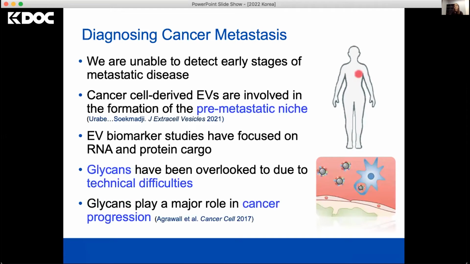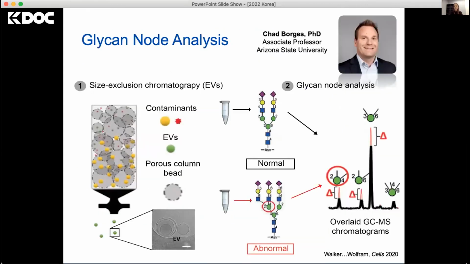And this is a shame, because we know that glycans are really involved in cancer progression, especially adhesion between cells and membranes. And so you could imagine that these glycans would play a role in extracellular vesicle-induced pre-metastatic niche formation. And so in this case, we've teamed up with Dr. Borges at Arizona State University.